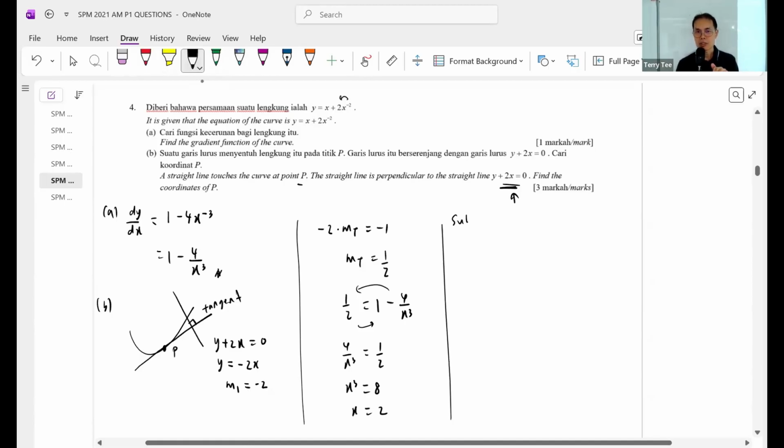Then you substitute inside equation 1. You can call this equation 1. What's your y? 2 plus 2. Power negative, we can just bring it down. Your y value is 2 plus half, 5 over 2. You can write 2 and half or 5 over 2. Therefore, your coordinate point B is 2 and 5 over 2.